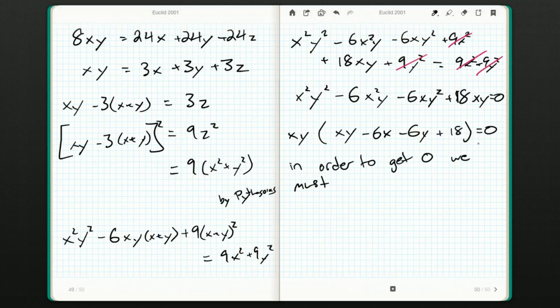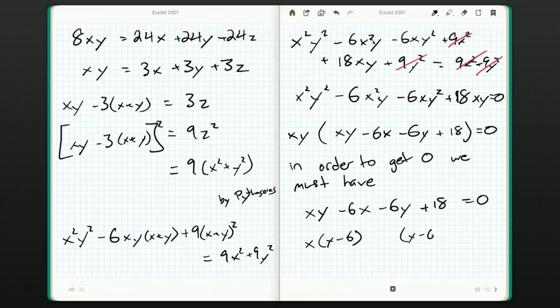So I have a product here equaling 0. That means one of the factors must be 0. It can't be x, it can't be y, because these are the side lengths. So we must have xy minus 6x minus 6y plus 18 equal to 0. Now, it looks like I could factor this. I want something times y minus 6 here, and it's got to be minus 6. But then I'd need minus 6 times minus 6, that's plus 36. But I have only plus 18.